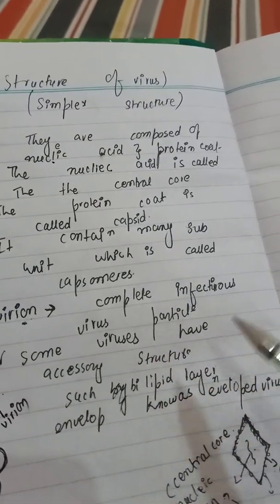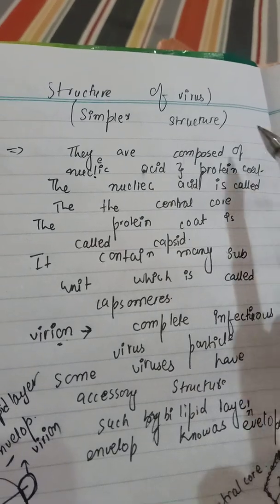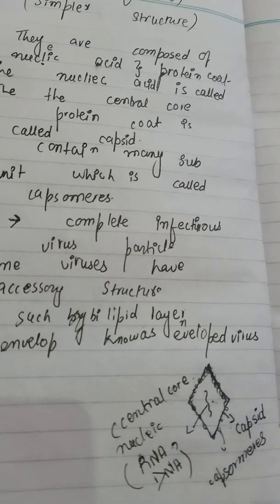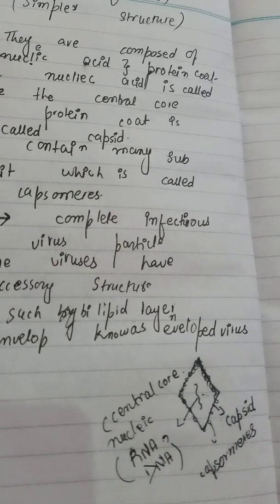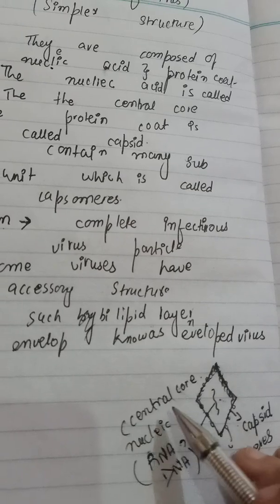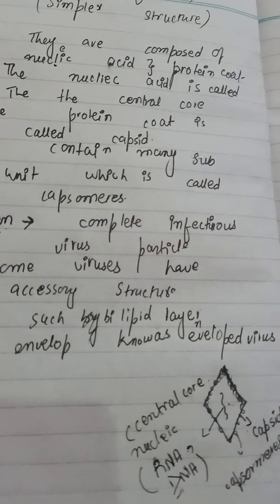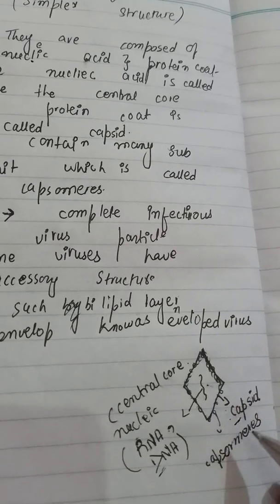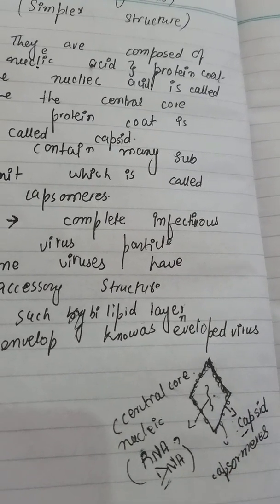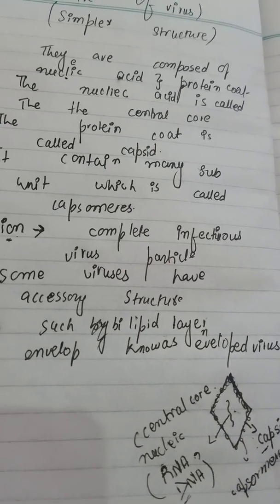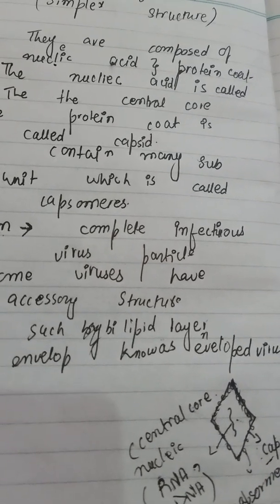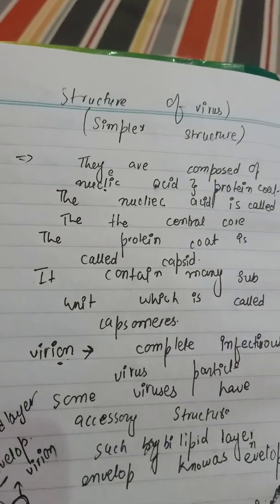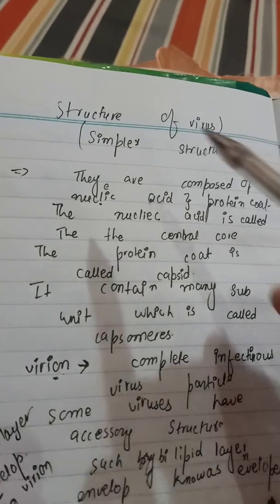So this was the simpler structure of virus. As you all know, this was the nucleic acid inside the protein core. The nucleic acid is DNA and RNA, the genetic material, and capsid is a protein coat. Capsomeres are the subunits of capsid; when all the capsomeres join, they make a protein coat which is capsid. So I hope you all understand the structure of virus.